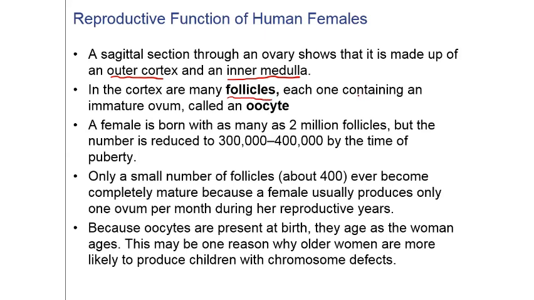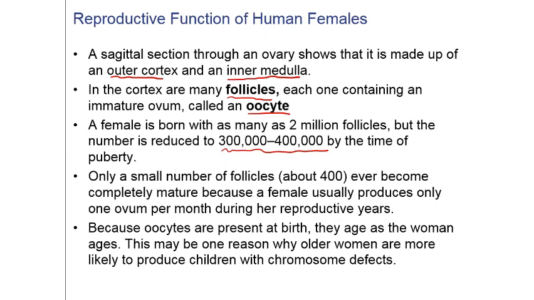These follicles basically contain an immature ovum, called an oocyte. The oocyte will eventually become the egg. So the female is born with as many as 2 million follicles, but the number is going to be drastically reduced to 300 to 400,000 by the time of puberty, right? And not all of these will become an egg.